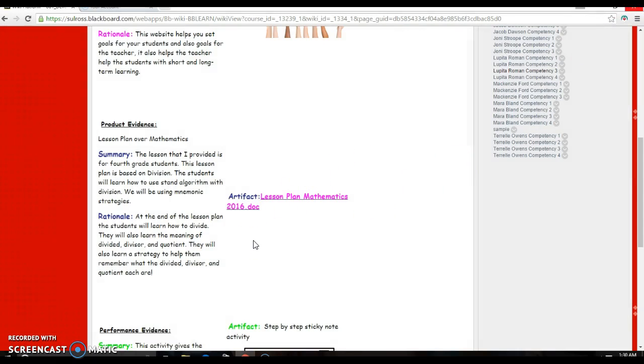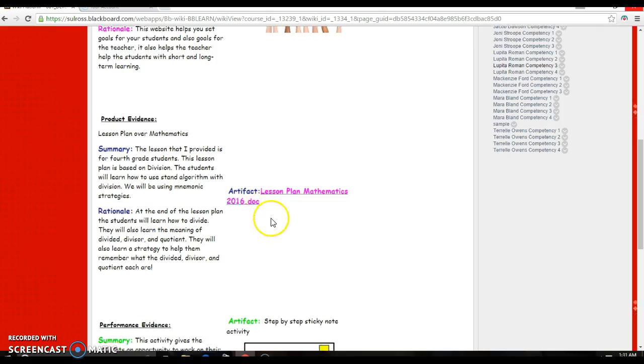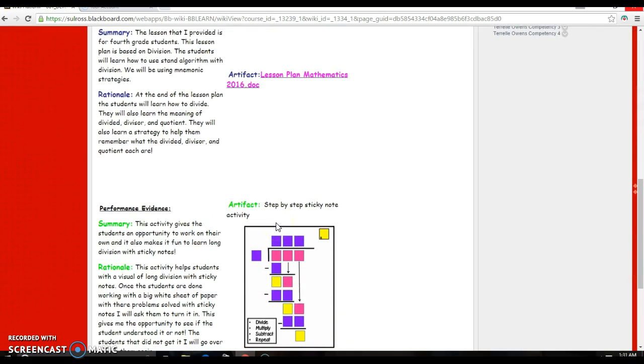Okay, so for my summary, the lesson that I provided is for 4th grade students. This lesson plan is based on division. The students will learn how to use standard algorithm with division, and we will be using mnemonic strategies for the lesson. For my rationale, at the end of the lesson plan, the students will learn how to divide. They will also learn the meaning of dividend, divisor, and quotient. They will also learn a strategy to help them remember the dividend, divisor, and quotient.